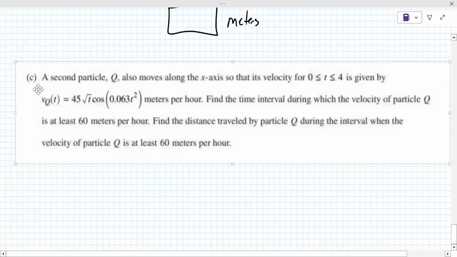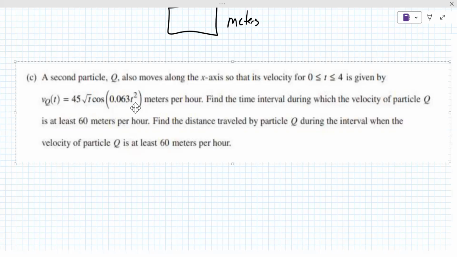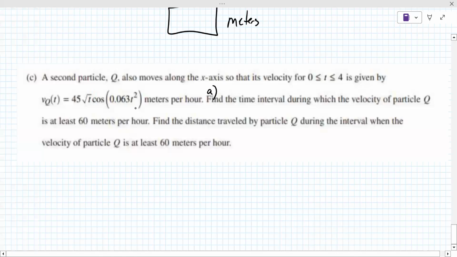Second particle Q moves along the x-axis, so its velocity for 0 ≤ t ≤ 4 is given by vQ(t) = 45 square root of t cosine of this thing. Notice this is not simple. You're not going to do this by hand; you're going to have to use the calculator. Find the time interval during which the velocity of particle Q is at least 60 meters per hour. That's part C, part I.